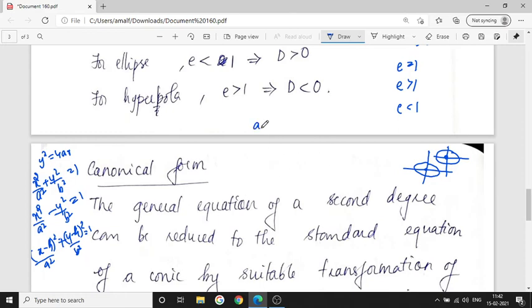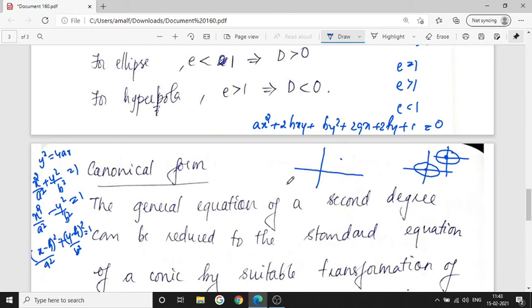Now we will look at when we get a conic in the form ax square plus 2hxy plus by square plus 2gx plus 2fy plus c equal to 0. Here the axes will be parallel to the x-axis or y-axis. Even in the case where we shift the origin, our axes will be parallel to the x-axis or y-axis. Now we will look at when we get a conic in this form.